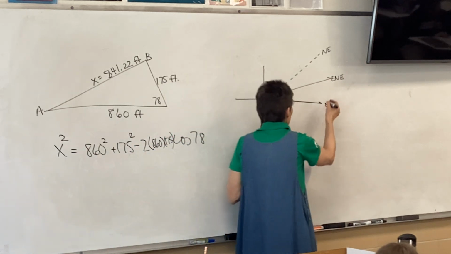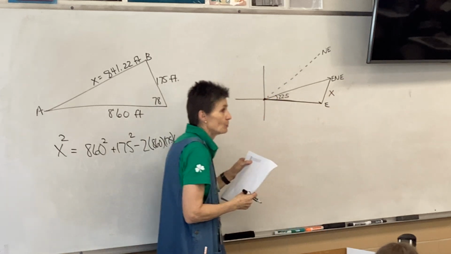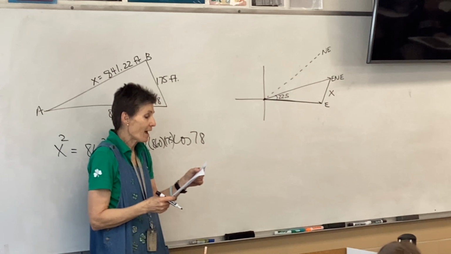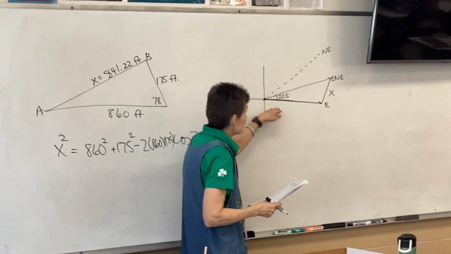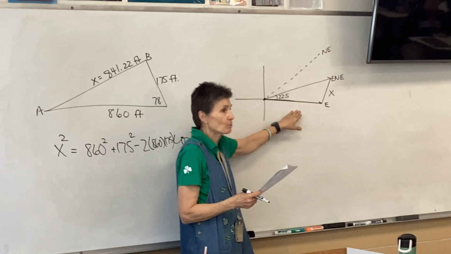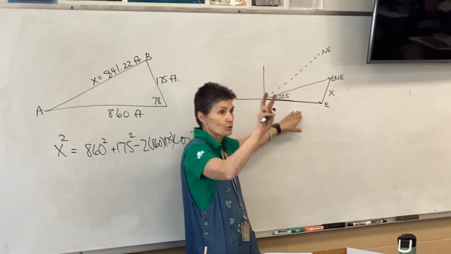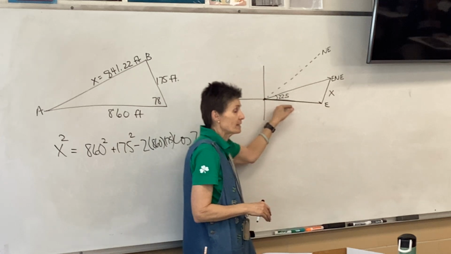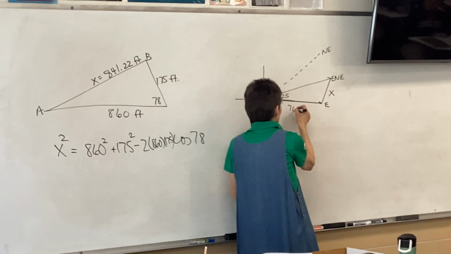How far apart are the two airplanes after 2 hours? Okay, now remember, the east plane was flying at 350 miles an hour for 2 hours. So how long is this vector right here? 700 miles.